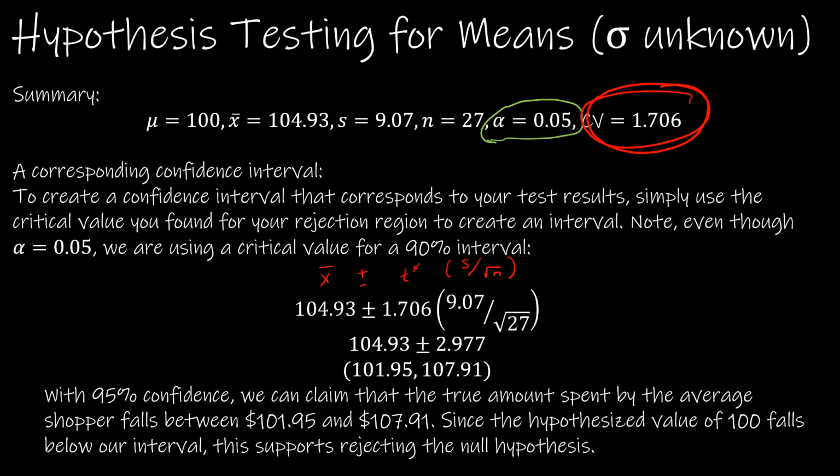And again, an interval should always support what we found when we did a test. So our test, we said, we reject that people are spending $100. We think they're spending more than $100. Based on that, this makes perfect sense. This is saying we think that people are actually spending between $101.95 and $107.91. And therefore, because 100 is obviously less than that interval, it supports rejecting the null hypothesis.